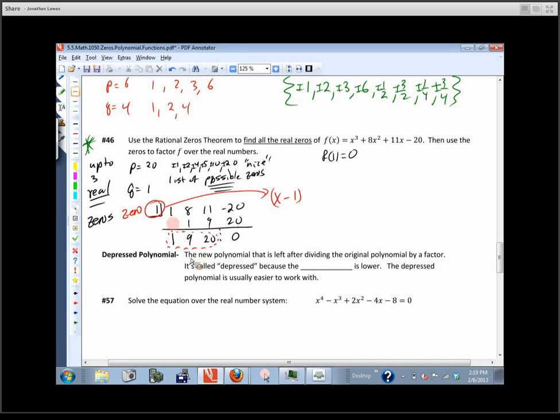Okay? And it used to start with x cubed. Now it starts with x squared. So this is x squared plus 9x plus 20. Now, I want you to take a good look at that for just a second. I'm going to introduce one more vocabulary word. We've pretty well got everything that we need from this section. Take a good look at this. What do you notice about it?